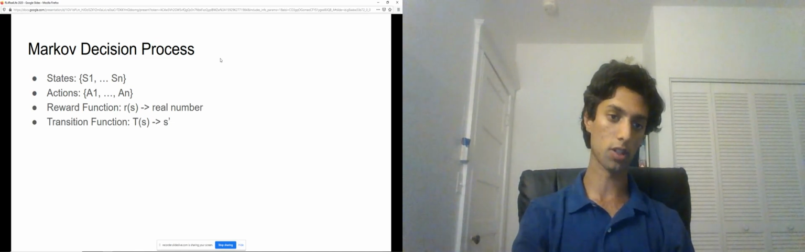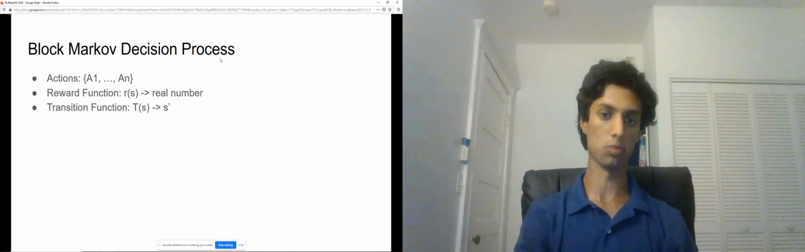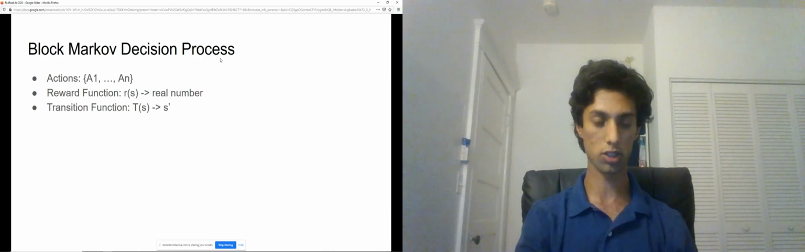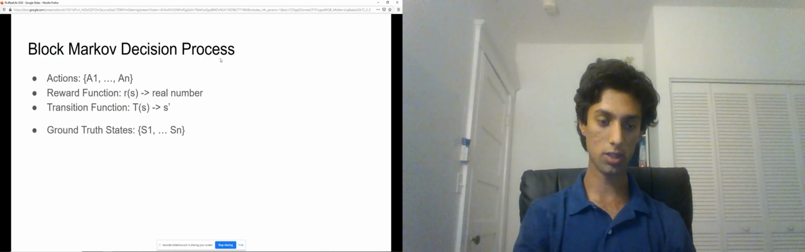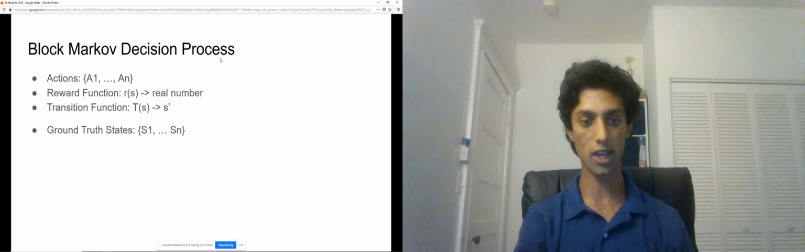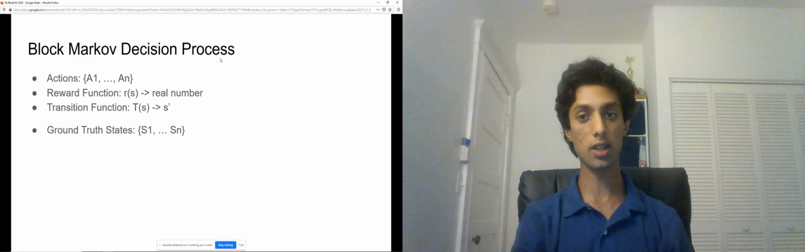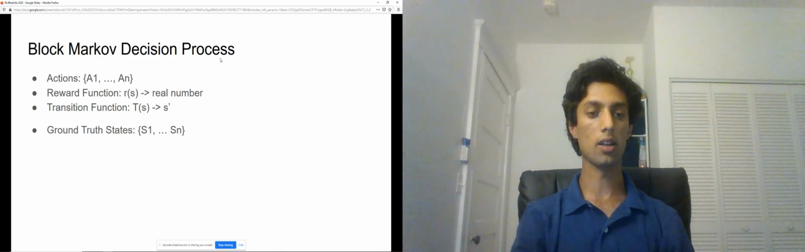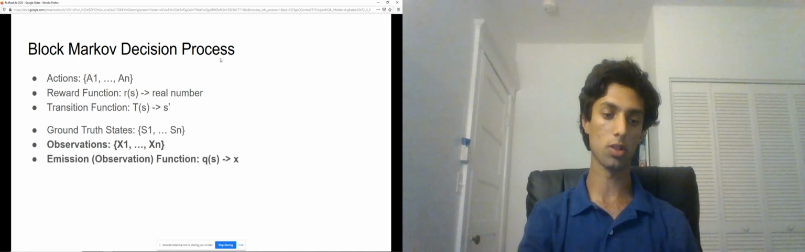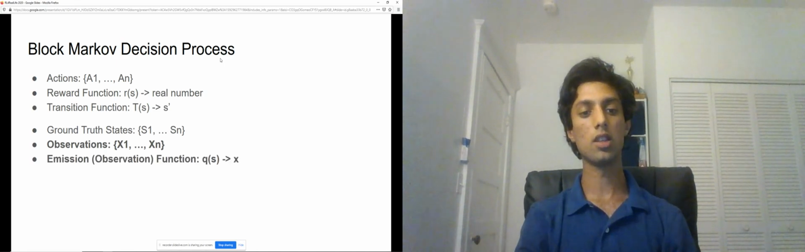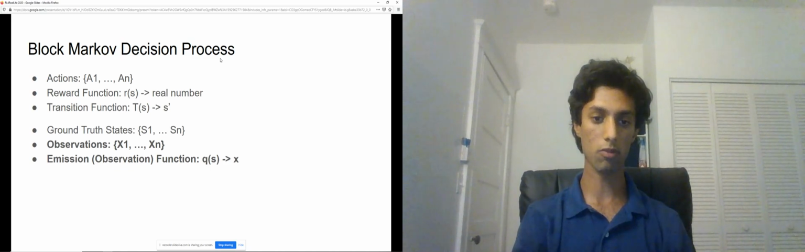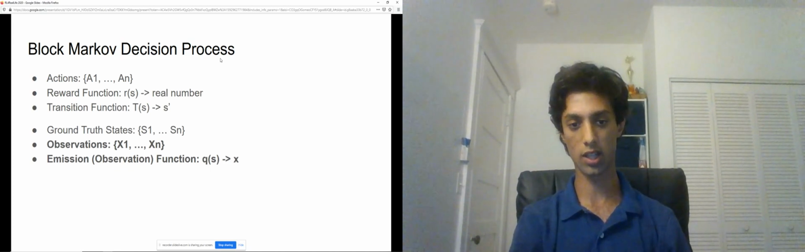However, as we're talking about transfer, we're going to talk about block Markov decision processes. These have the same actions, the same rewards, and the same transition function. They also have ground truth states, which are exactly the same as the states we were talking about earlier, maybe the position of the goal, the position of your agent, but notably, they're not images. And then they also have observations, which are rendered through an emission or observation function. This maps from your state to an observation. So you can think about the internal RAM state of an Atari game versus the image that your agent actually gets to see.